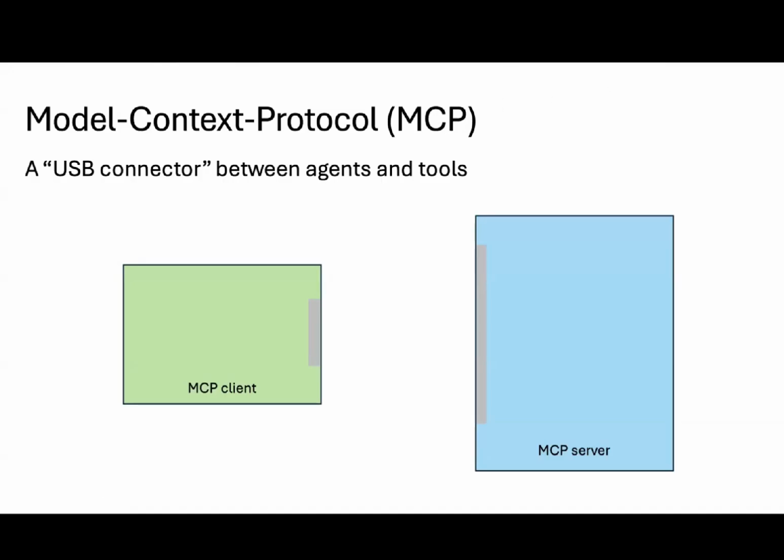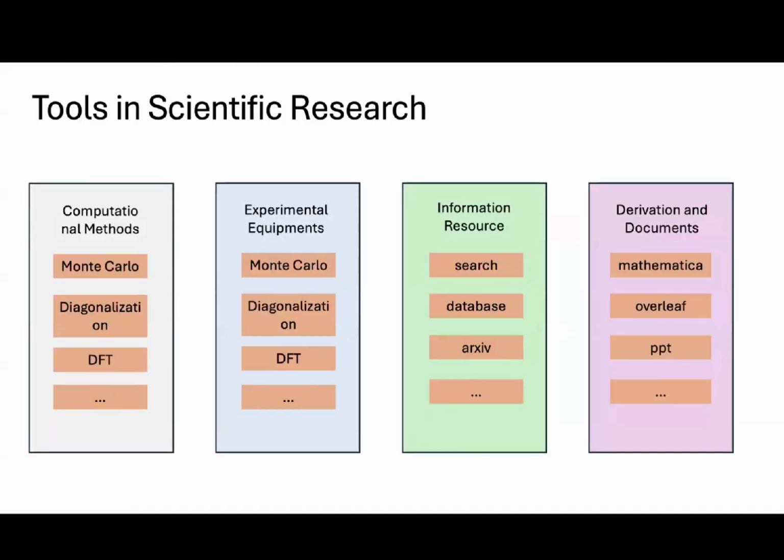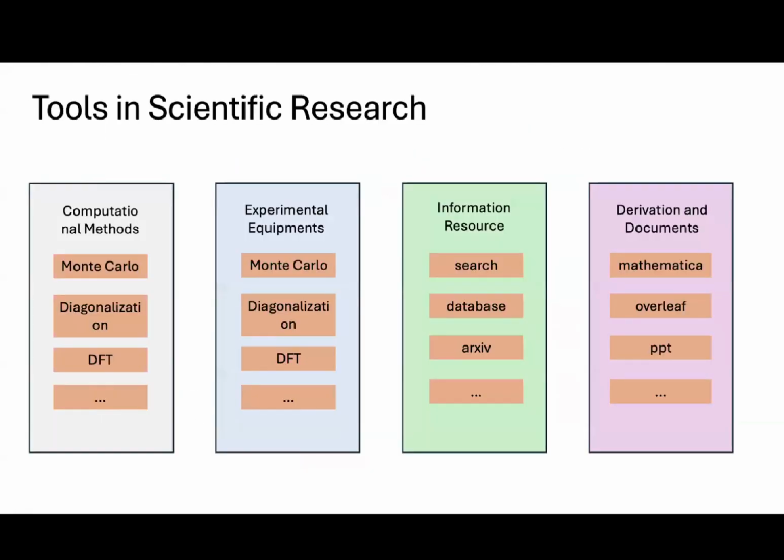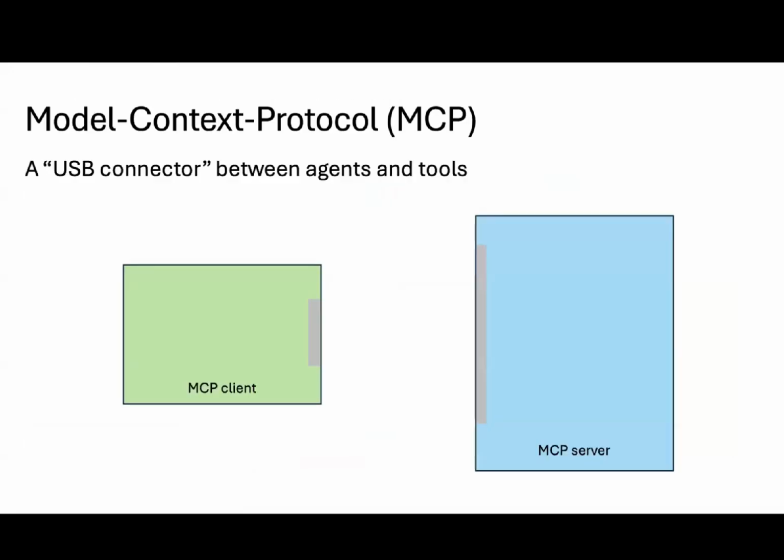So yeah, we just started to talk about MCP. The previous part was about what the scientific tools are, and that the AI has everything as a context. Okay, so we have all these different tools in scientific research, and MCP, this Model Context Protocol developed by Anthropic, is basically a USB connector between agents and tools, right?